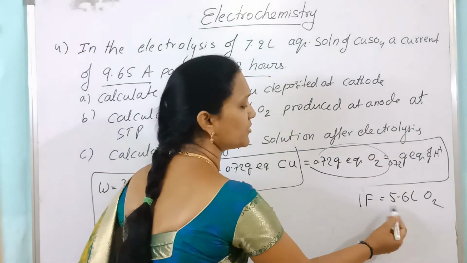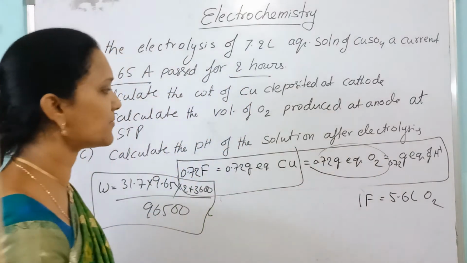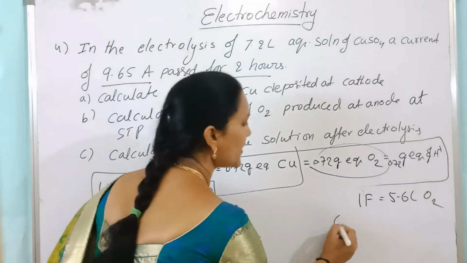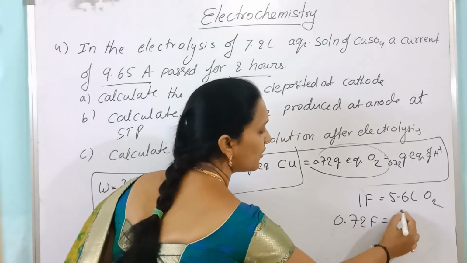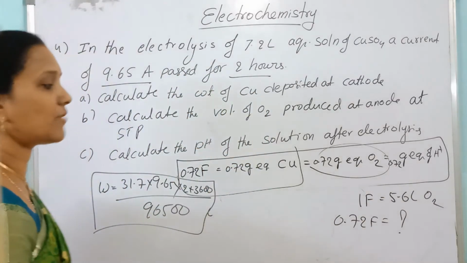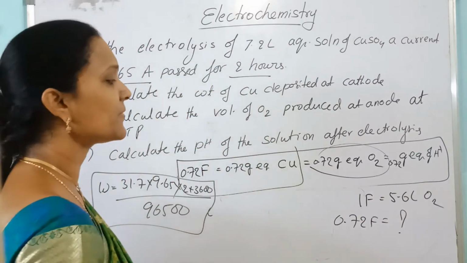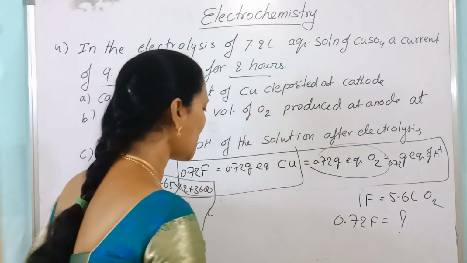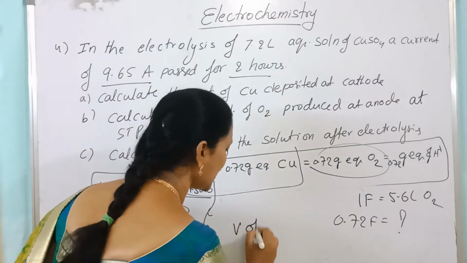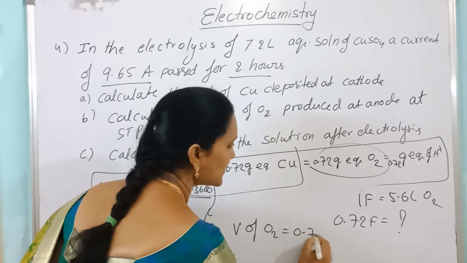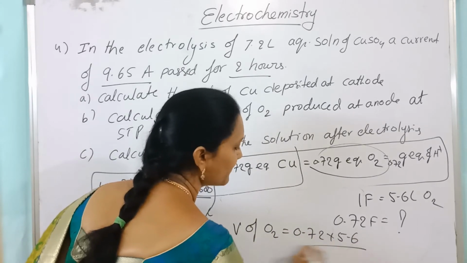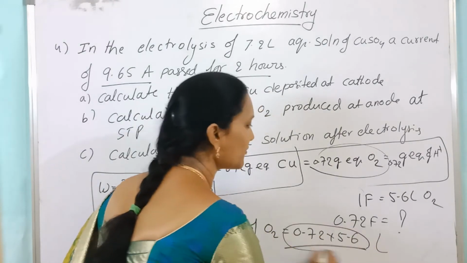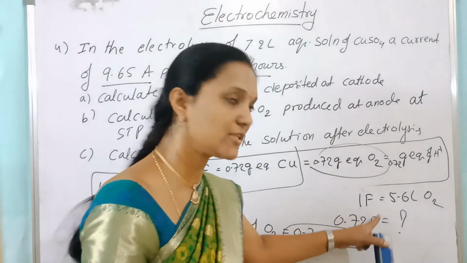Instead of this, we can use this relation. This is better because at STP only they are asking, 1 Faraday gives 5.6 liters. Now 0.72 Faradays, how much volume? 1 Faraday gives 5.6 liters, and 0.72 Faradays we are passing. Now what is the volume of the oxygen? So volume of oxygen is equal to 0.72 into 5.6 liters. Like this it is easy to solve.